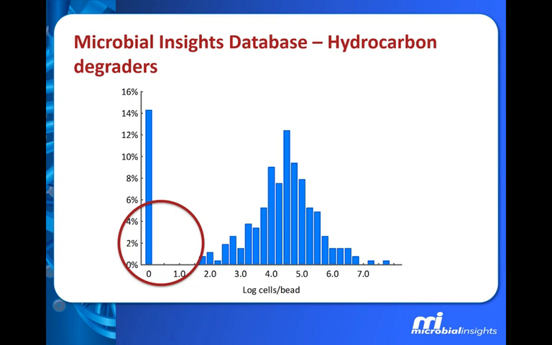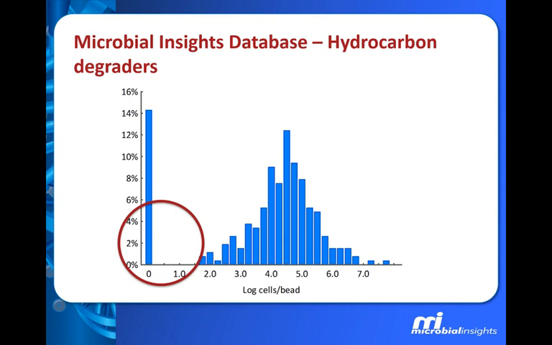Just another sample here. These are hydrocarbon degraders. These are particularly looking at catabolic genes related to hydrocarbon degradation under aerobic conditions, and you can see the distribution here. And one of the things that might be of interest to you is to look at zero. How often the answer is the organisms aren't there, which might be curious to you because we all know that hydrocarbon degraders are ubiquitous in the environment. We're always going to be finding them. So why do we not always find them in the beads?